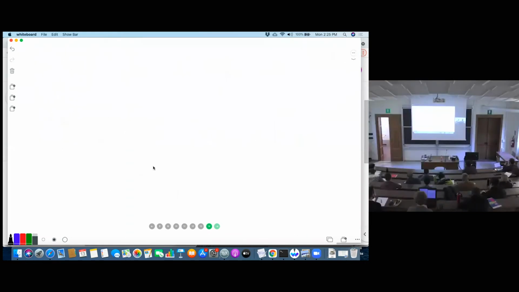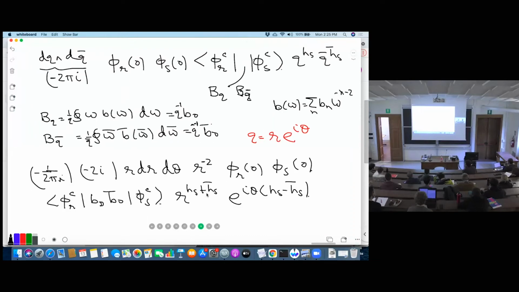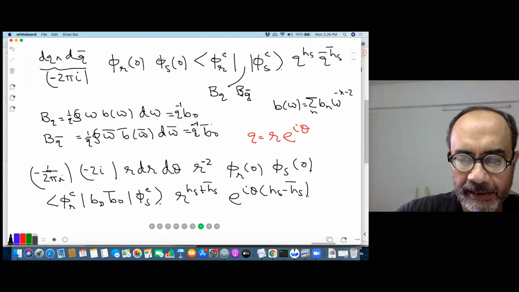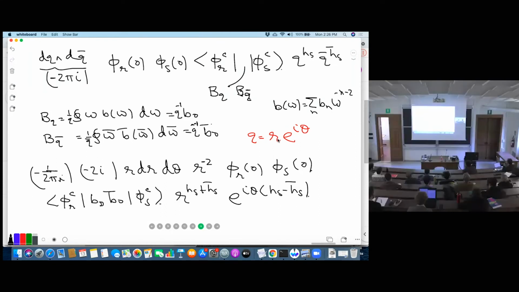Sorry, Ashok. I missed how you get the r minus 2 in. Oh, that's from 1 over q bar. The 1 over q and 1 over q bar here. Okay. Thanks. That gives you the 1 over r squared. Perfect. Thanks.